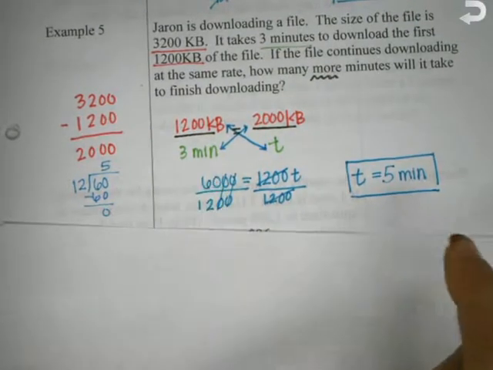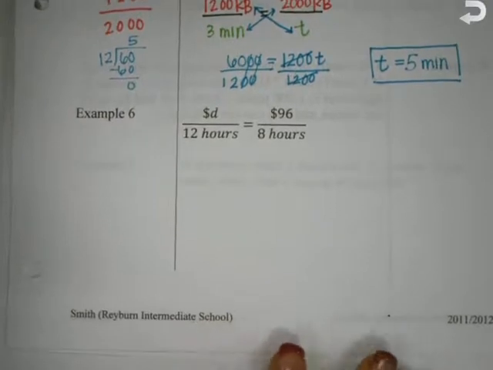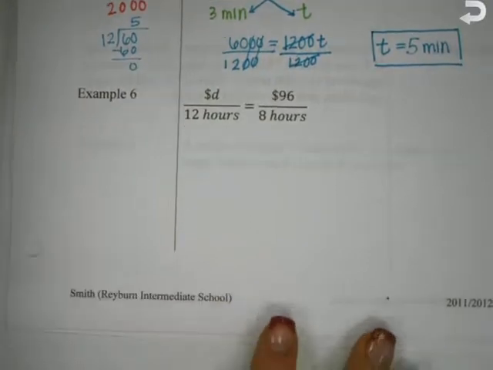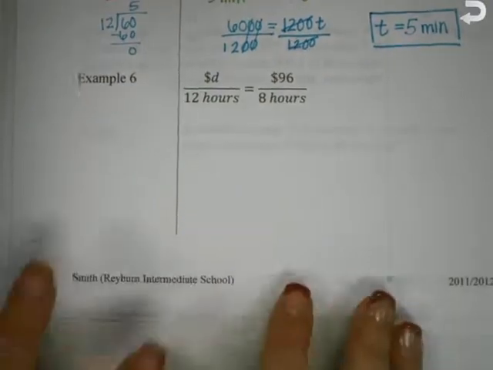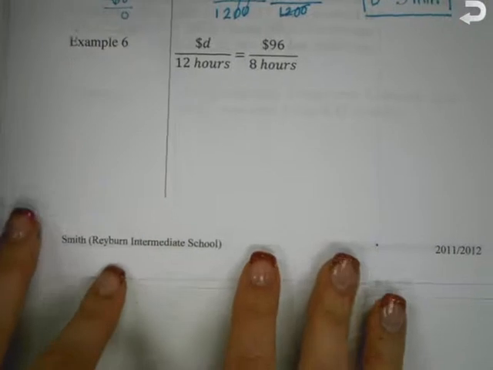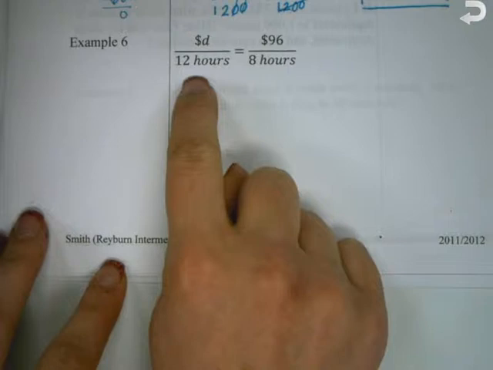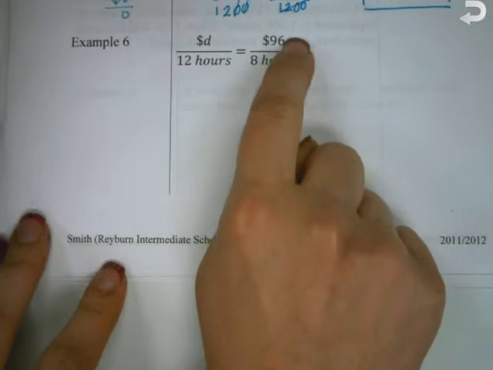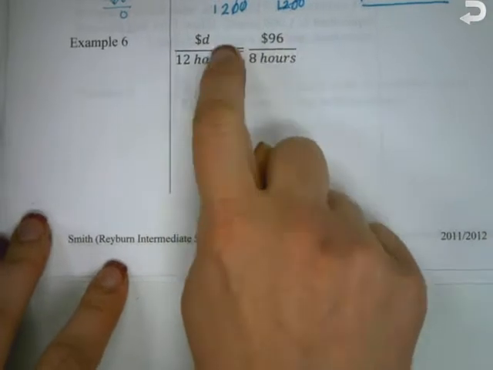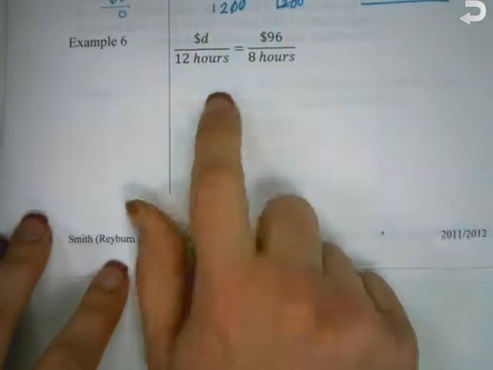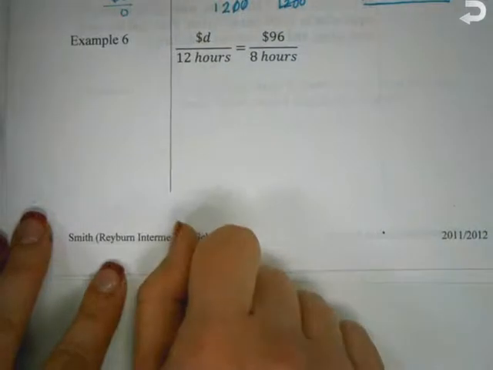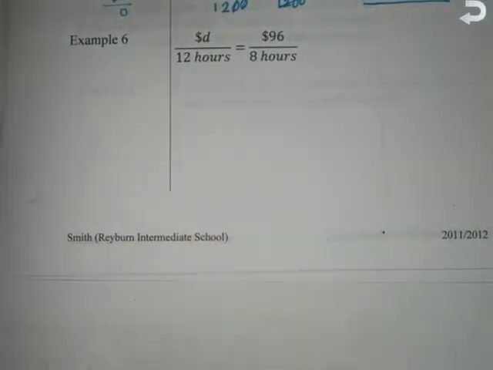Okay, example 6. I have D dollars for every 12 hours equal to $96 for every 8 hours. So I want to know how many dollars I would make in 12 hours. Okay, so what am I going to use here? Cross products. So we have 12 times 96. So let's do it. 96 times 12.